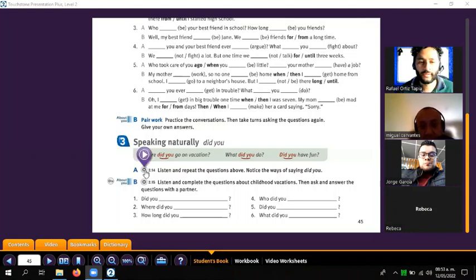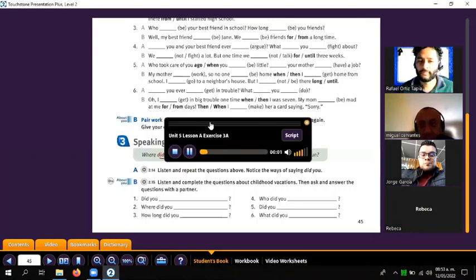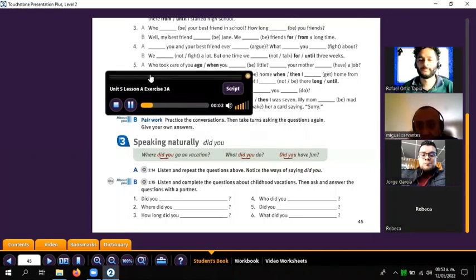So, okay. Page 45. 3. Speaking naturally. Did you? A. Listen and repeat the questions above. Notice the ways of saying, did you? Where did you go on vacation? Okay, what did you notice, Rebecca?